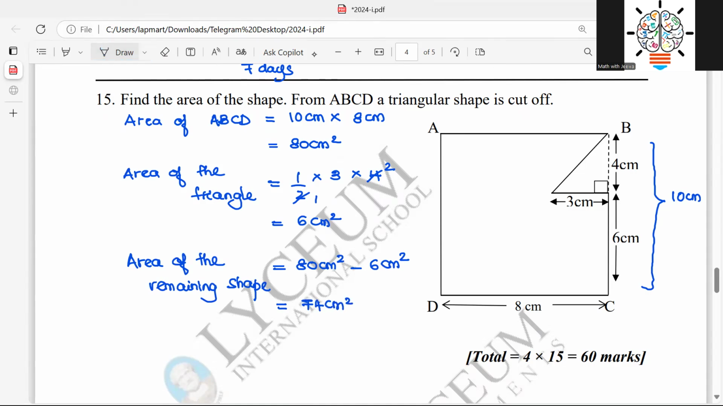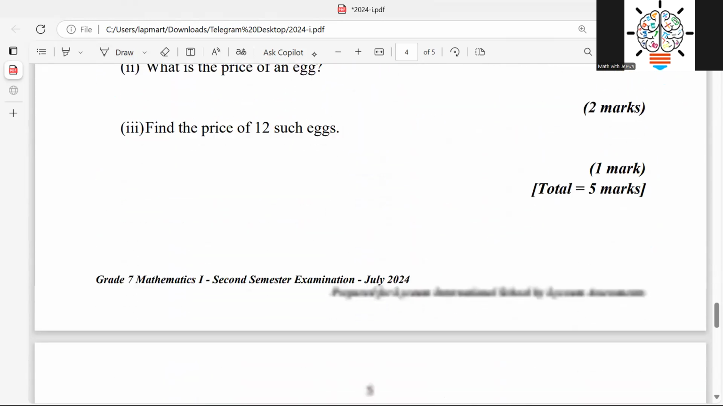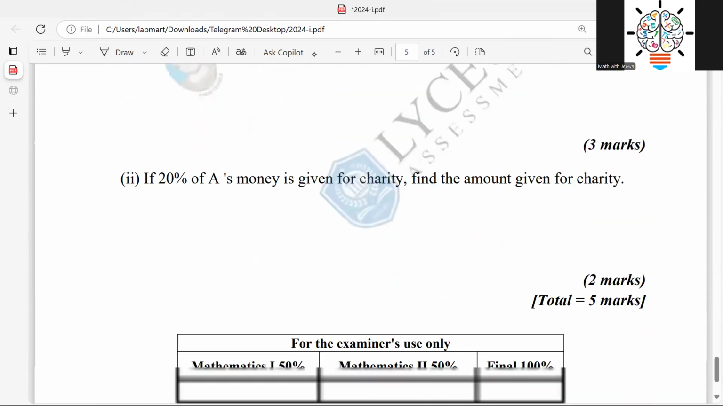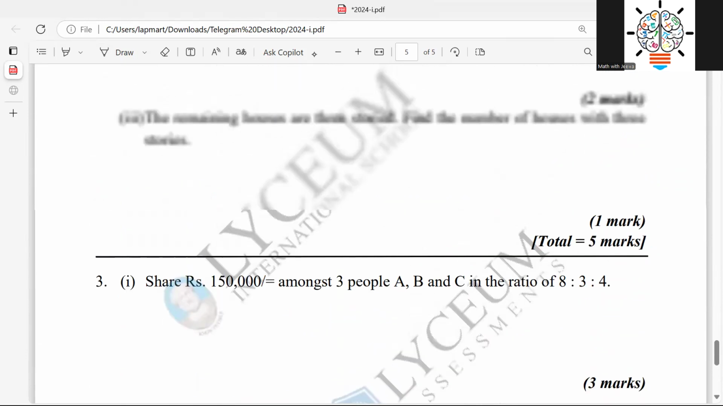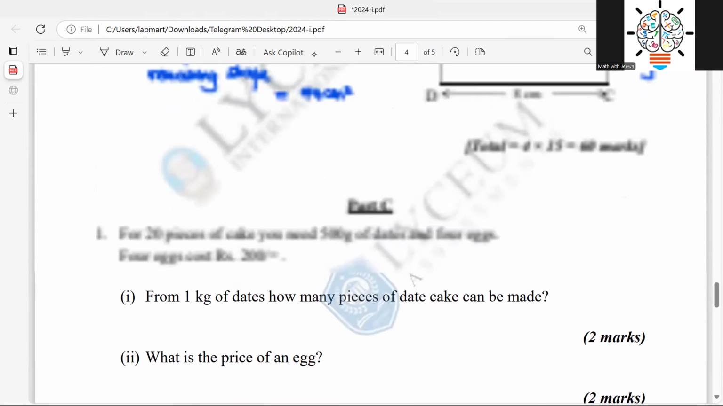You just see, children, how I have written the answers. So then that is all about part B, and then we want to discuss part C. I'm planning to discuss part C in a separate video. Otherwise, this will be longer, right?